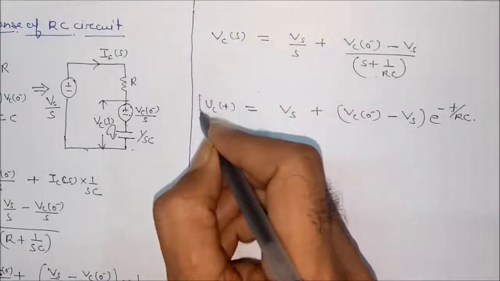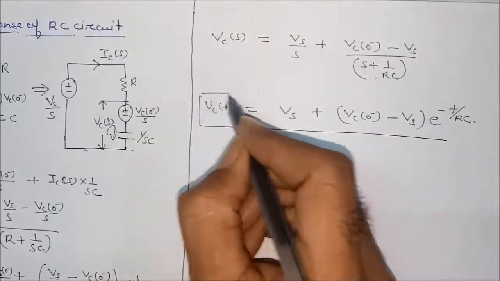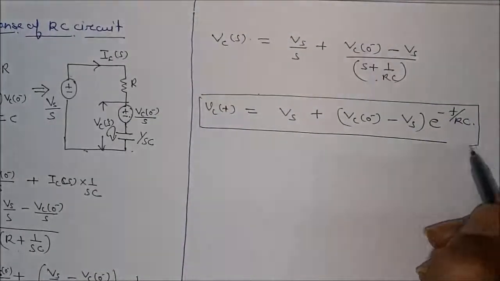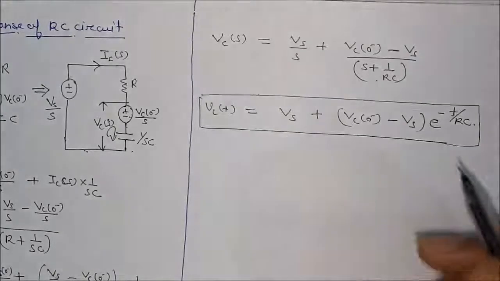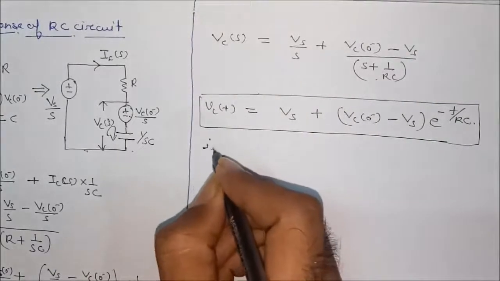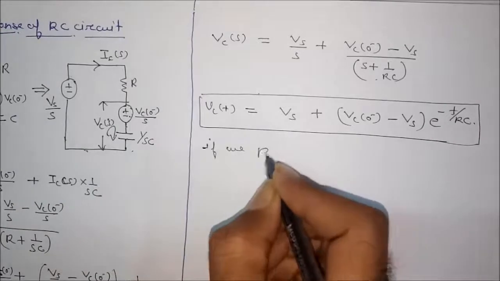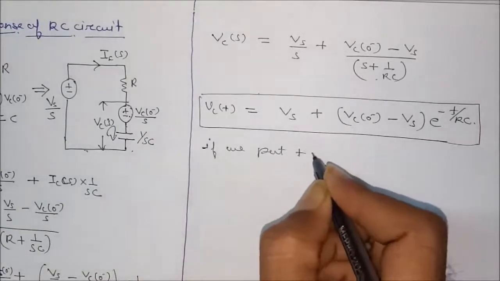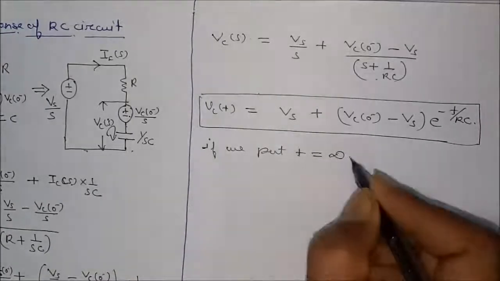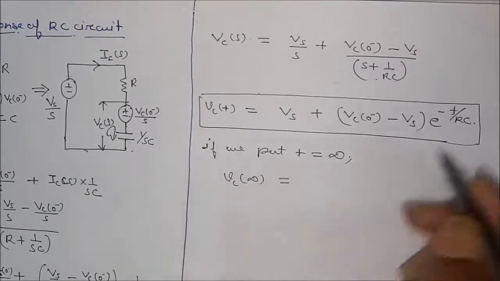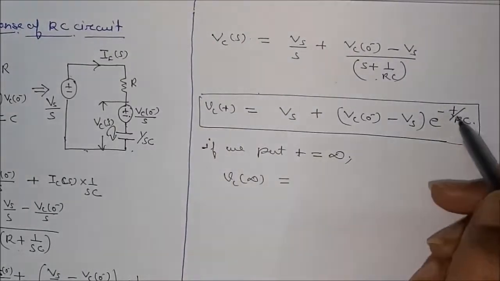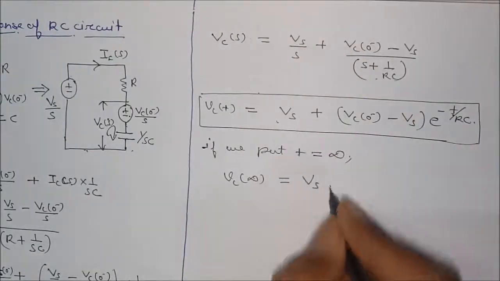This is the basic equation that we have to use always. Now see, if we put t equal to infinity in the above expression, what will we get? Vc(infinity) is equal to, this will be infinite in the exponent, that means the exponential will become 0. So this is equal to Vs.